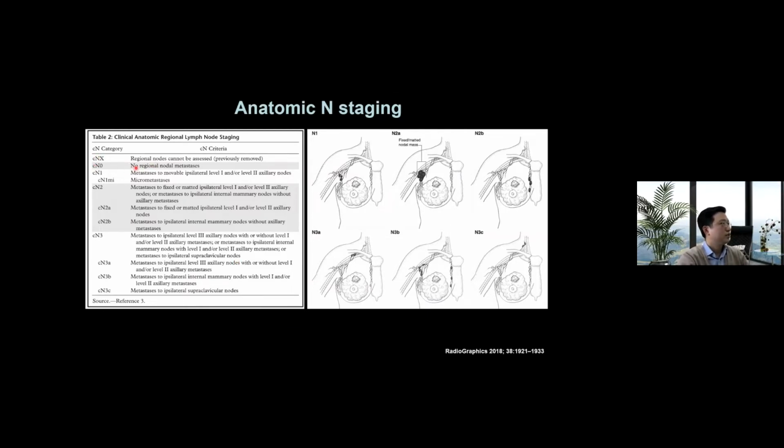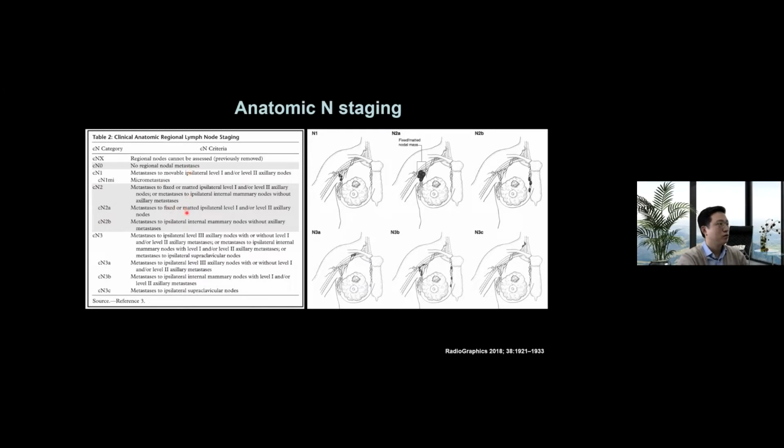N0 is no regional nodal metastasis. N1 indicates metastasis to ipsilateral level 1 or 2 axillary nodes, and that is movable. N2 is differentiated into N2A and N2B. N2A indicates the same area of axillary ipsilateral level 1 and 2 nodes metastasis, but it's fixed and/or matted. So it's different from N1.